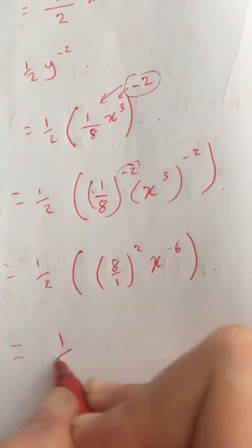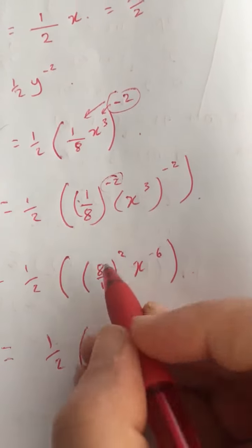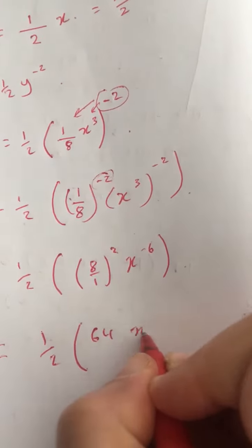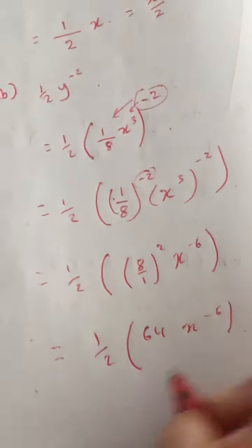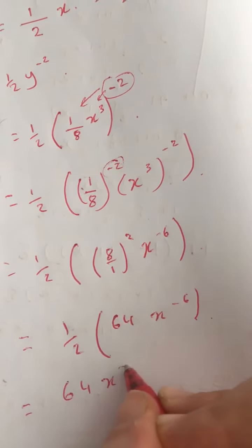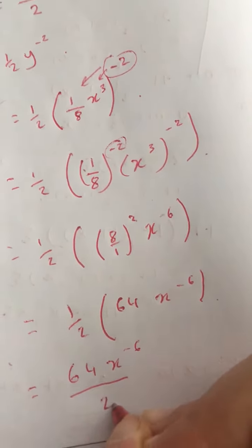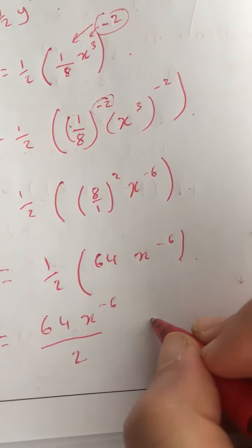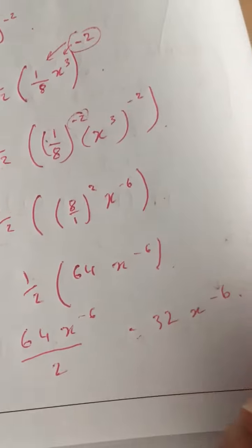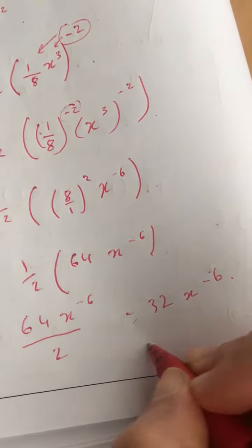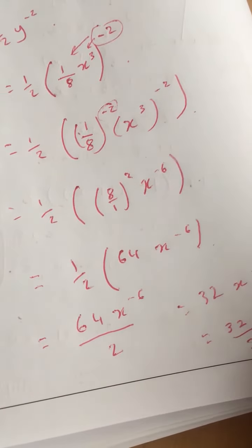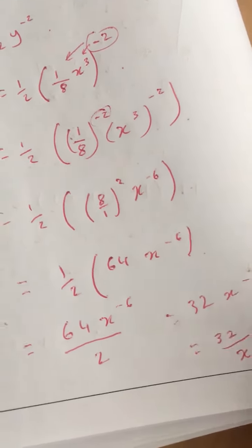From here I have 8 squared is 64, x to the minus 6, so that will give me 64 x to the minus 6 over 2. 64 over 2 is 32, and I can keep it like this, or I can write it as 32 over x to the power 6. That is fine, and that is fine.